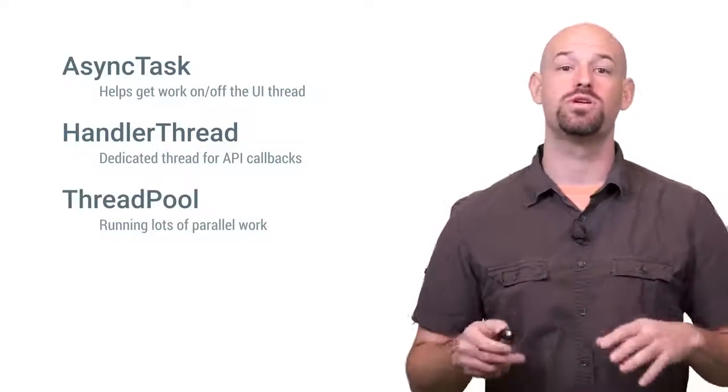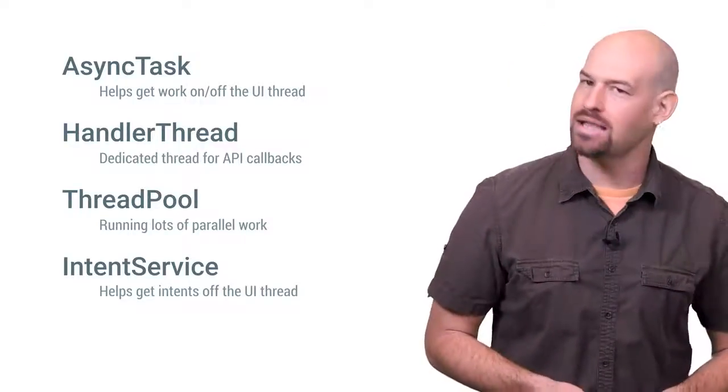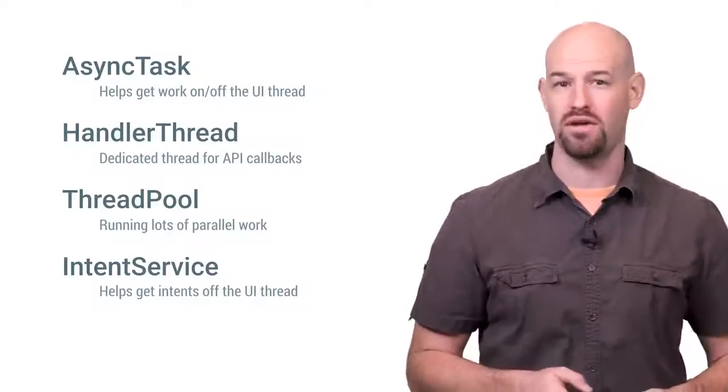Handler threads are great when you need a dedicated thread for callbacks to land on. Thread pools work best when you can break your work up into really small packets and then toss them to a bunch of threads. And IntentServices are really ideal for background tasks or when you need to get intent work off the UI thread. And like everything else, there's not a silver bullet here, but knowing which primitive is best for what situation can save you a lot of headaches.